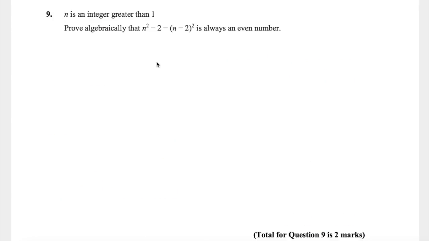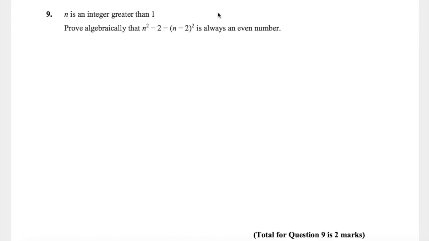Question 9 says, n is an integer greater than 1. Prove algebraically that n squared minus 2 minus n minus 2 squared is always an even number. I'm pretty sure a question similar to this came up in the June 2017 GCSE exams.